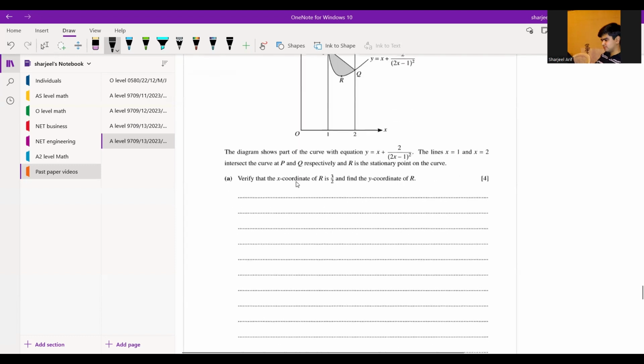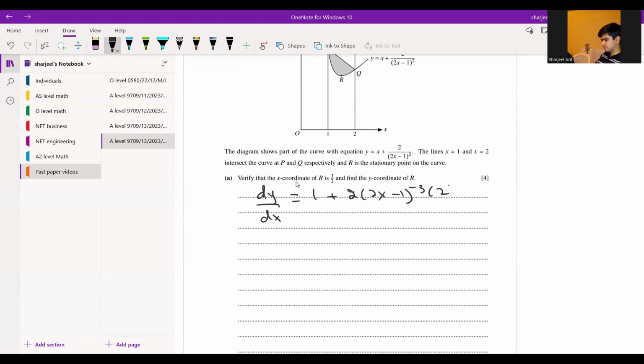So first we have to find the derivative of the curve. That will be dy by dx equals 1 plus 2 into (2x minus 1) to the power minus 3 into 2, so this will become 1 plus 4 over (2x minus 1) cubed, minus 1 cubed is equal to 2. Okay, we have another minus 2 here as well. So this will become 1 minus 8 over (2x minus 1) cubed equal to 0. So (2x minus 1) cubed will be equal to 8, 2x minus 1 equals 2, 2x will be equal to 3, and x is equal to 3 by 2.